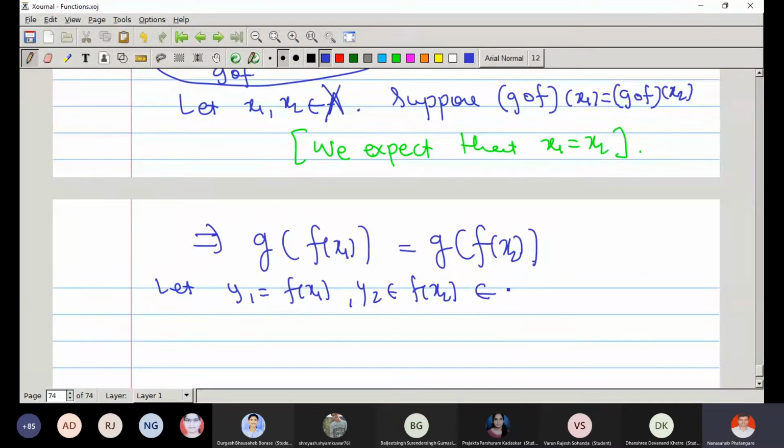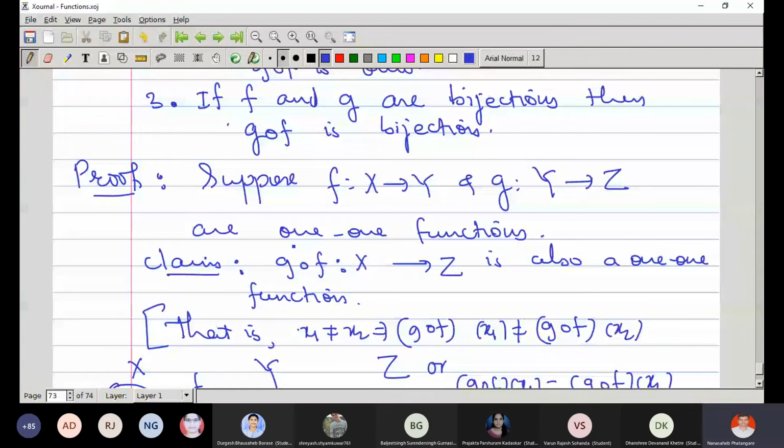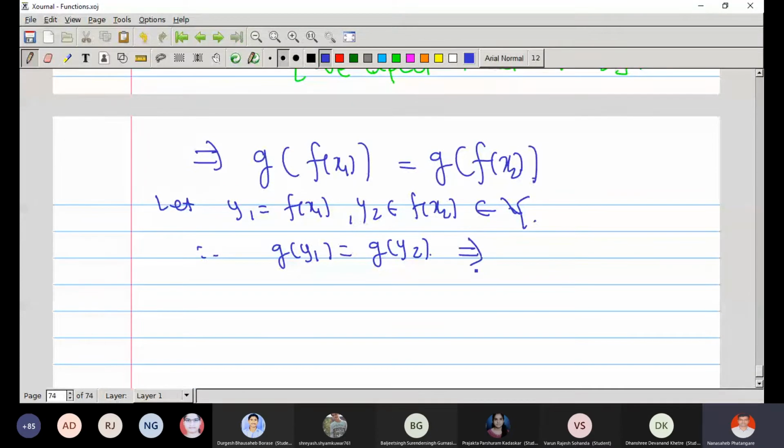But what is the assumption? G is 1, 1. Correct? G is 1, 1. And g of y1 is equal to g of y2. What does this imply? y1 equals y2. Why? Since g is 1, 1. But y1 is equal to y2 means what?